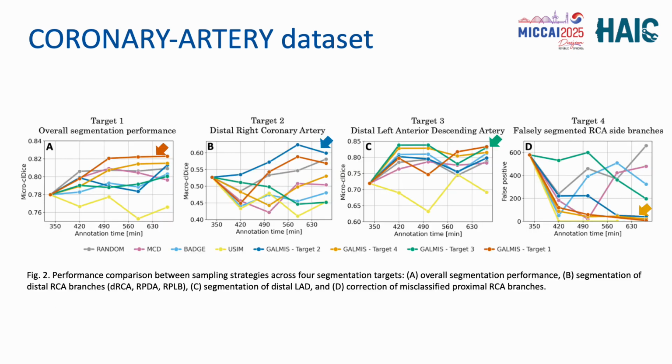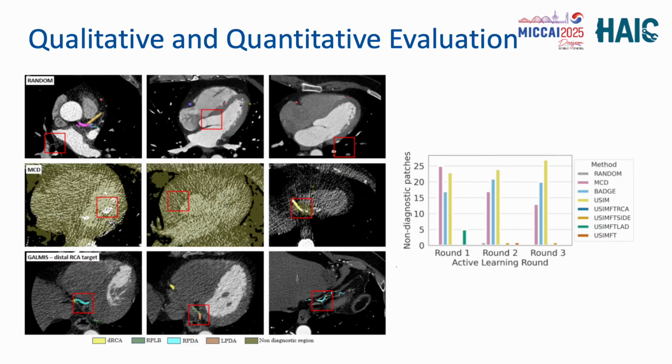For coronary artery segmentation, we observe similar behavior across all 4 targets. A qualitative and quantitative evaluation shows that samples selected by random sampling often fail to capture foreground classes. Uncertainty-based methods, on the other hand, tend to select noisy images or images with rare artifacts, as these yield higher uncertainty. Guided active learning is able to steer the selection process towards more informative samples.